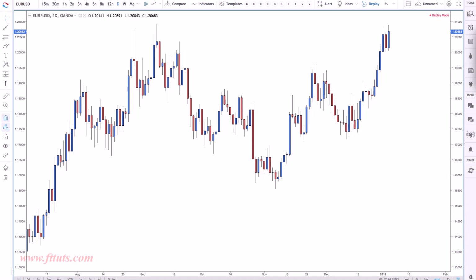Now I'm on the euro dollar 1 day chart, and I'm in bar replay mode. If you've got TradingView, it's a brilliant web charting software, and there's a free version and also a paid version. I'm not sure whether the free version has got the bar replay mode. Hopefully it has. If it hasn't, the paid version is well worth it anyway.